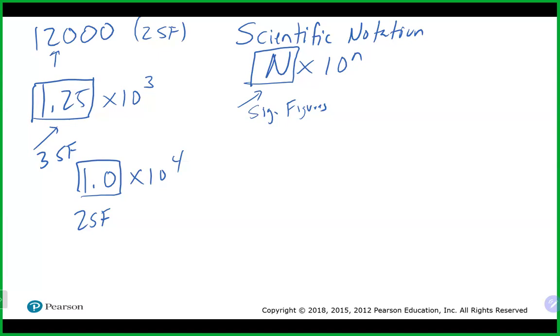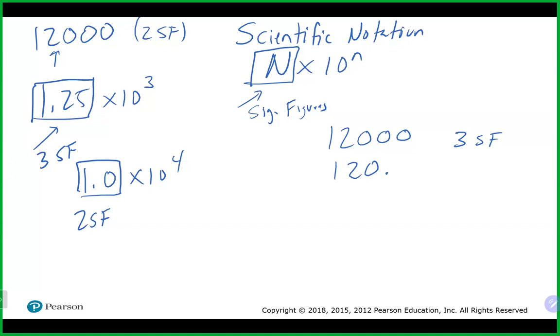Sometimes the only way to give the answer to the proper number of significant figures is to write it in scientific notation. So, for example, if we had that answer of 12,000, and we wanted three significant figures, there is no way to do that without scientific notation. Why can I not just do this? Is that three significant figures? The way I wrote it is actually three significant figures, 120. That number I just wrote is 120, right?